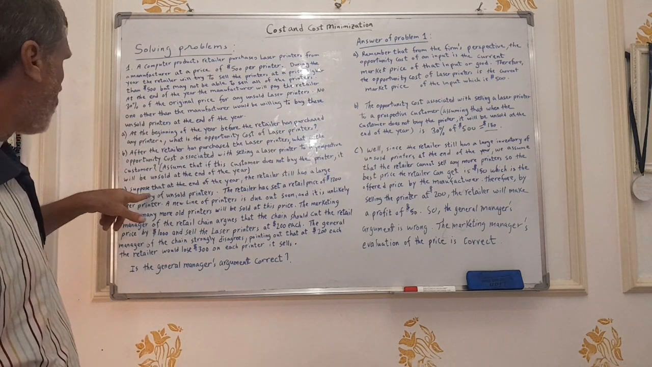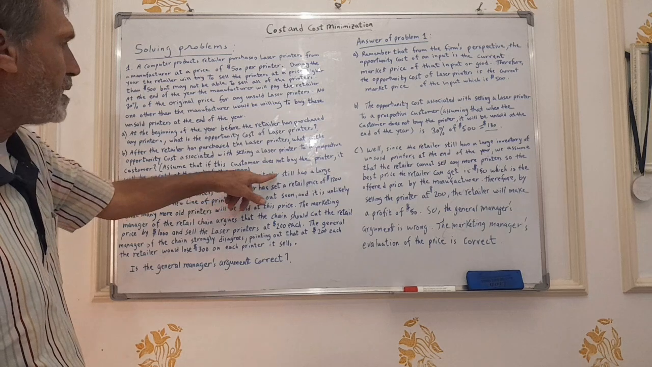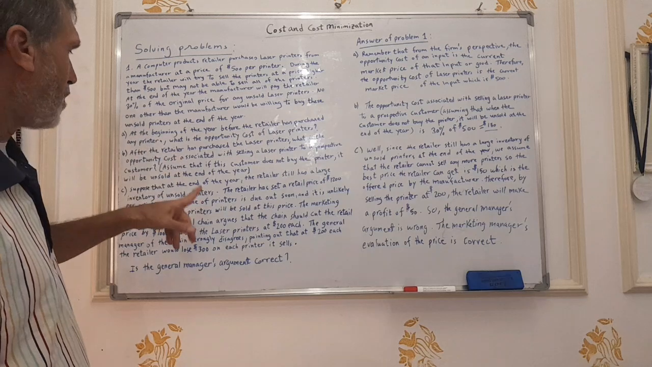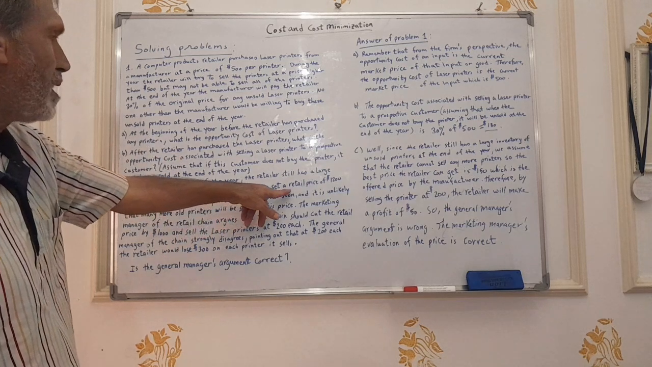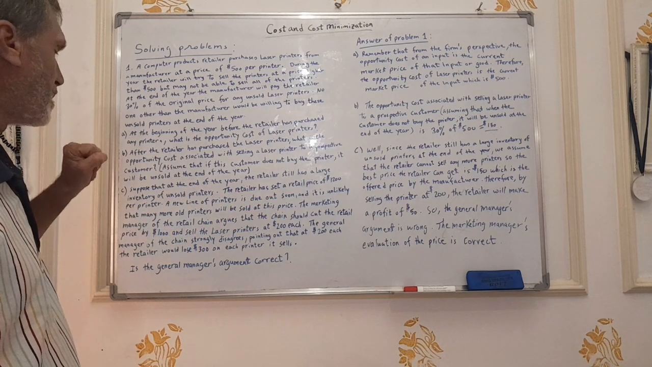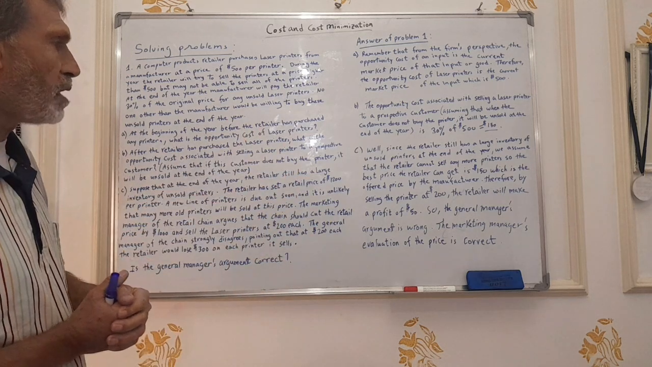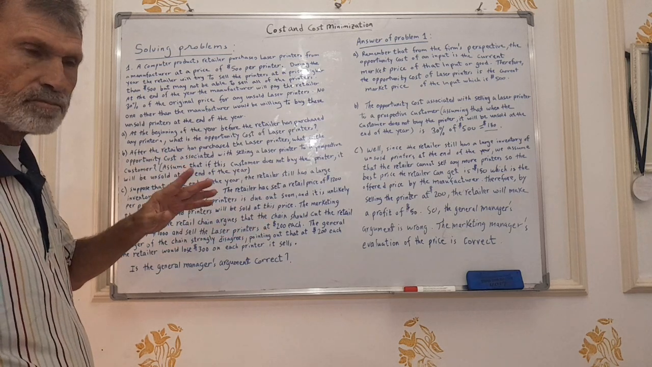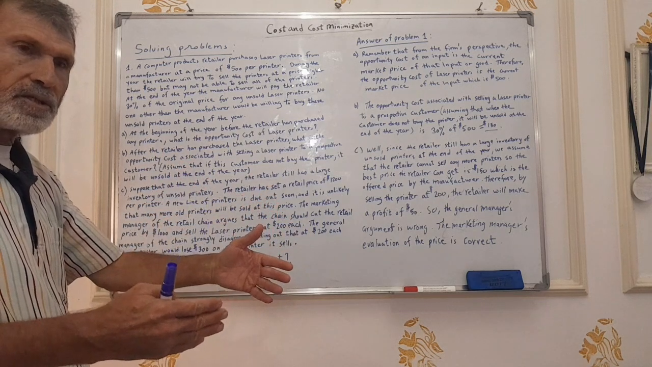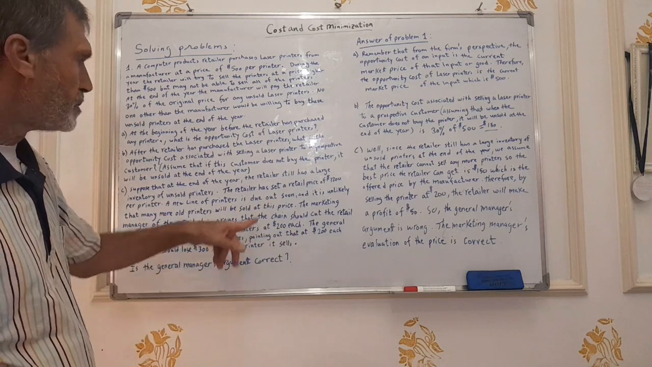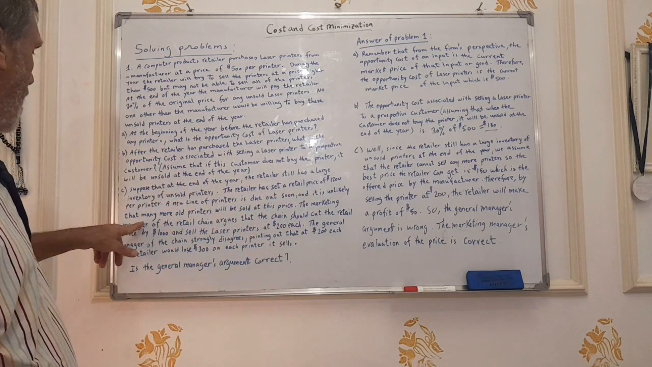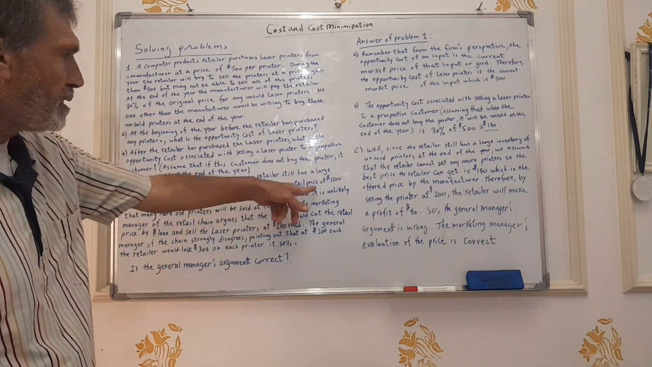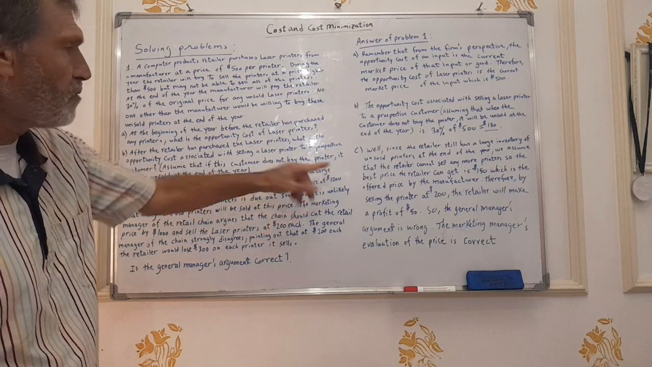Now, suppose that at the end of the year, the retailer still has a large inventory of unsold printers. The retailer has set a retail price of $1,200 per printer. A new line of printers is due out soon, and it is unlikely that many more old printers will be sold at the price set by the retailer, which is $1,200.